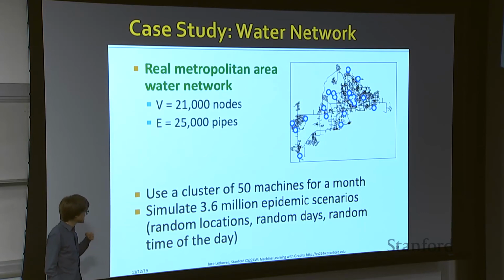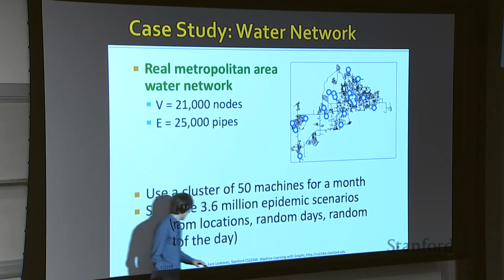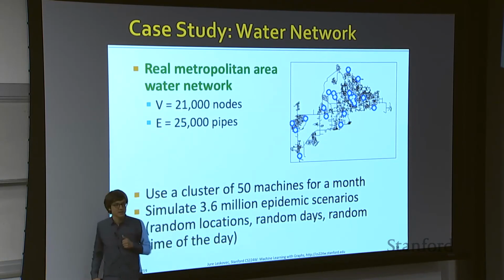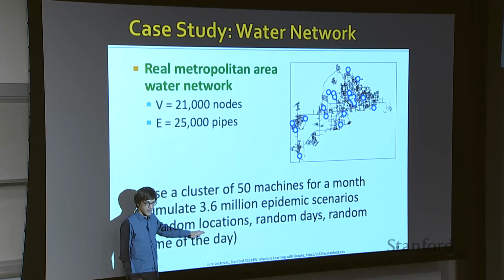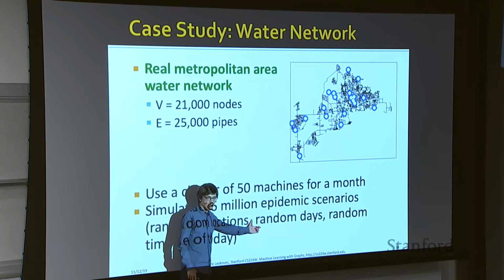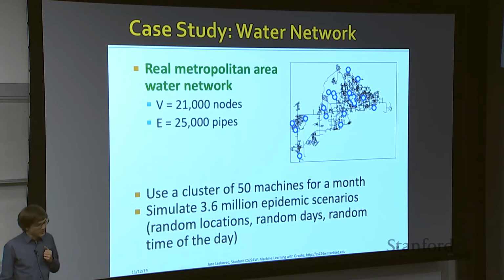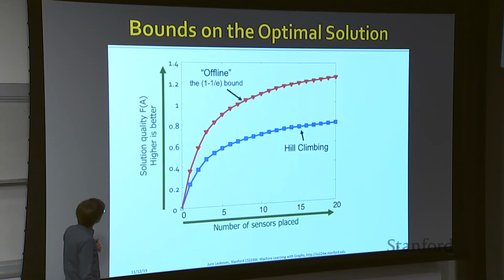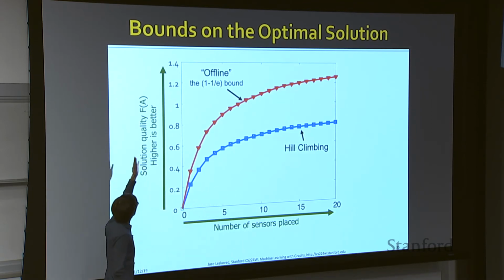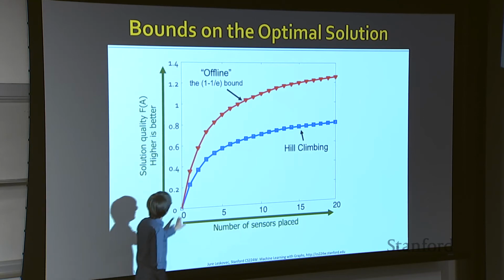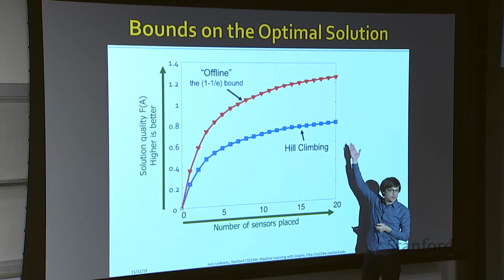So 3.6 million contamination scenarios, which is basically: pick a random location, pick a random day, pick a random time of the day, and simulate the scenario, right? Because the water flow dynamics depend on where you start, what day of the week it is, a Monday or a Saturday, and what time of day, morning or evening. And here is the number of sensors we place, and here is the solution quality. Higher is better. This is the quality of our hill climbing solution.